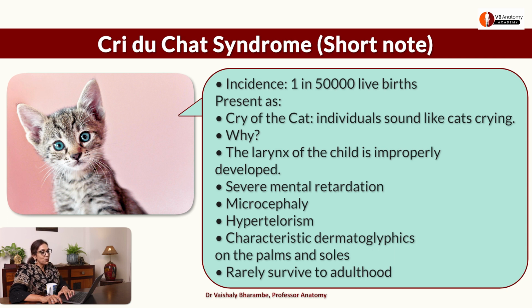This condition is seen in 1 in 50,000 cases. What are the other symptoms you will see? There is a very tiny head, microcephaly. There is hypertelorism. There is mental retardation. And characteristic dermatoglyphics, the handprints and the footprints are very typical. Also, unfortunately, these children do not survive beyond childhood; they do not really reach adulthood. This is a very common short note for you students. And the cat was there to remind you that the sound of the child's crying is like the mewing of a cat. Right.